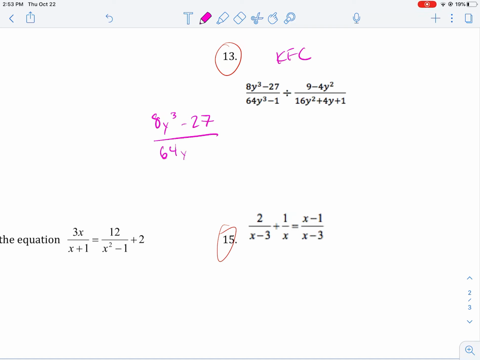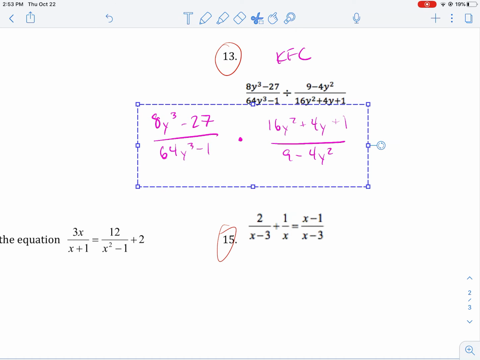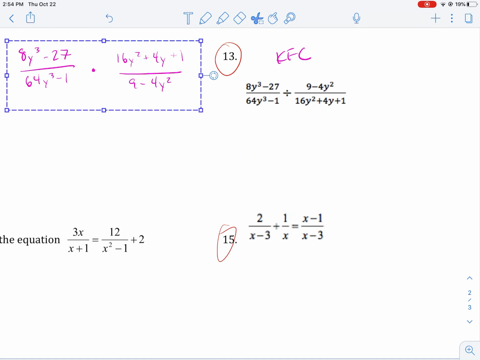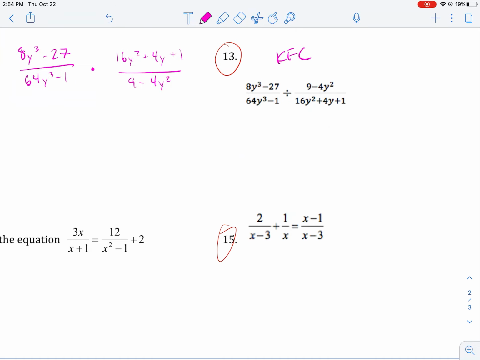So I'm going to keep the first one, flip the second one, plus 4y plus 1, and change it to multiplication. Okay? So we are all KFC'd out. Now let's simplify these expressions such that we can get some cancellations and fully finish solving this problem. So I'm going to move this over here, just because I know I'm going to need some space.